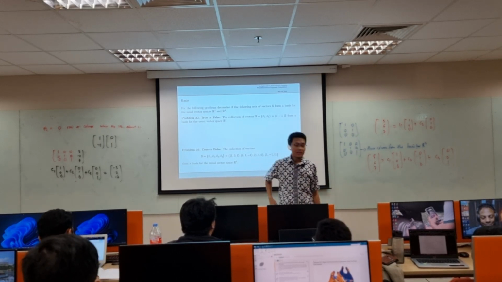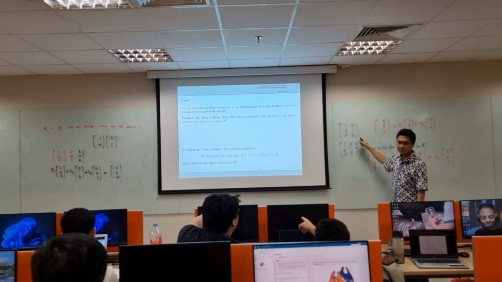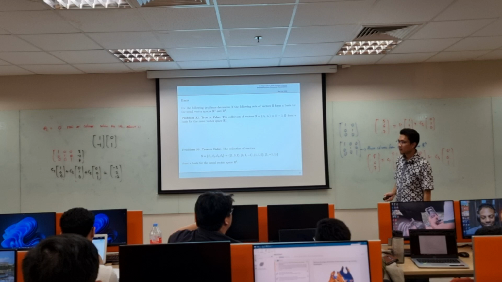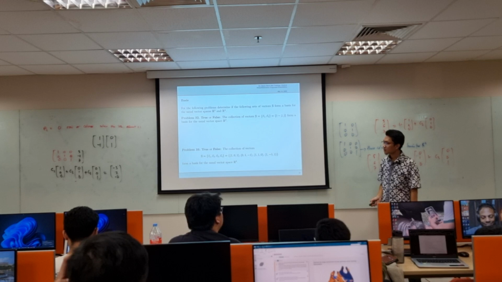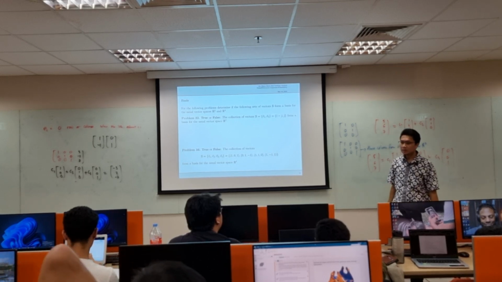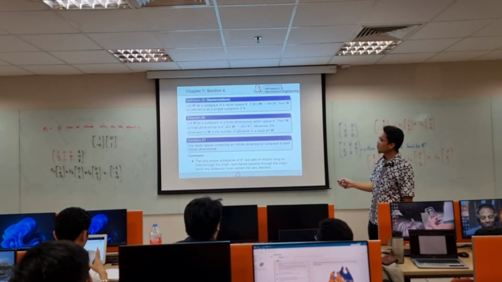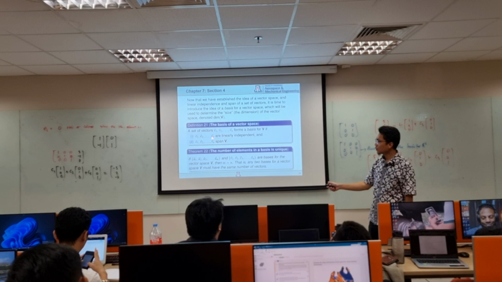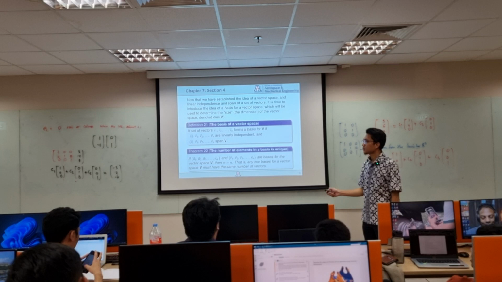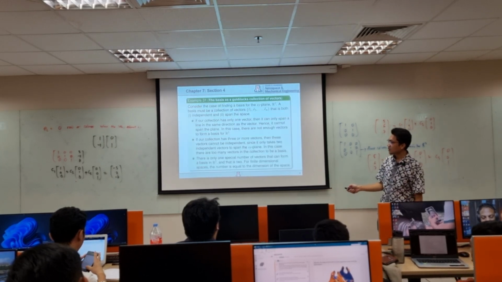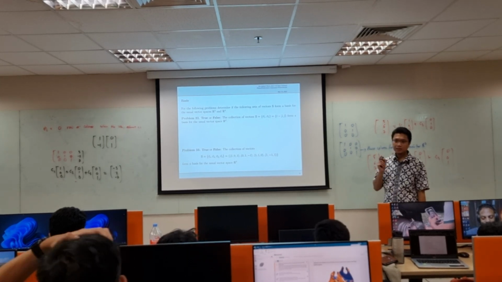So which one? Problem 33, is it true? No, it's false. It's not the basis for R3. The basis for R3 needs to be independent. You have to satisfy two conditions: the first one, linearly independent, and then it spans. Number 33 spans R3, but the fourth one is not linearly independent.